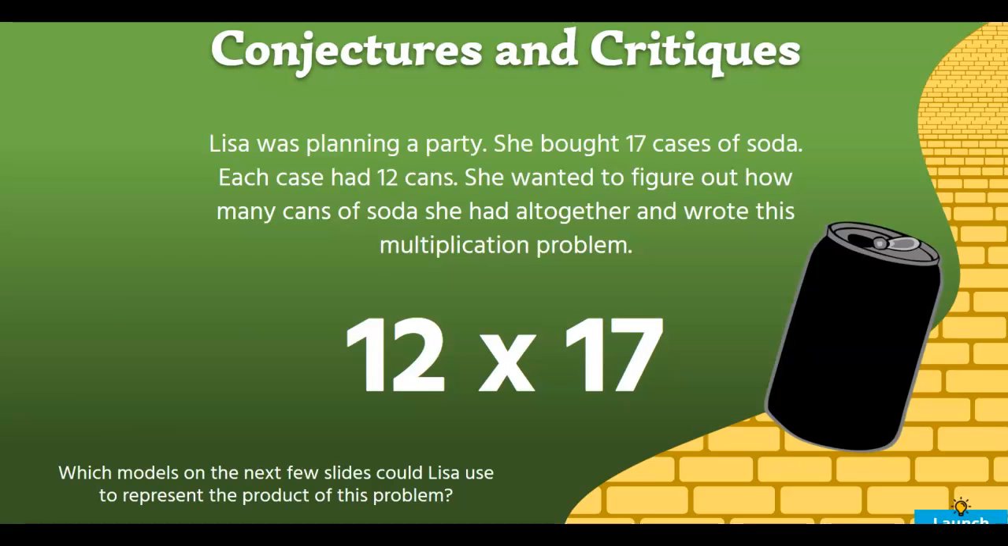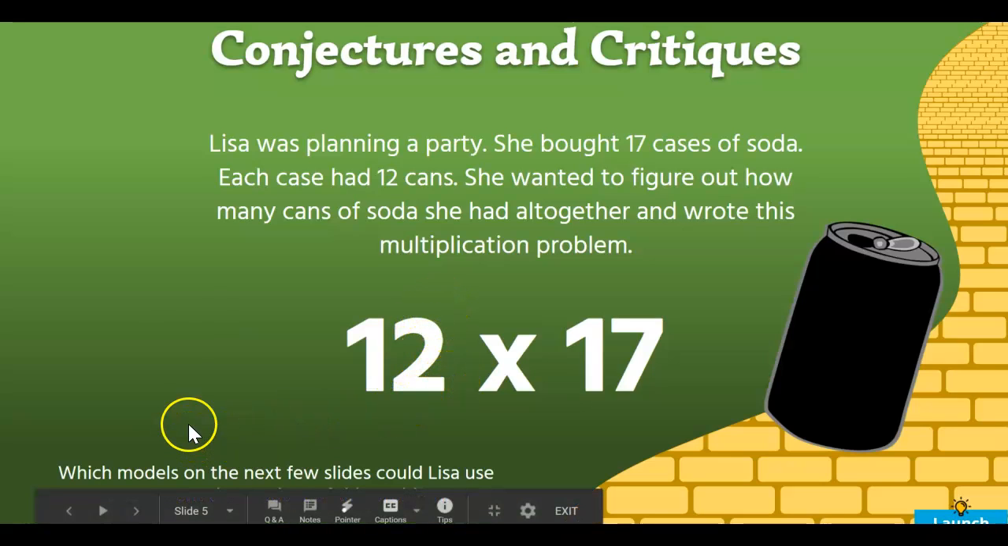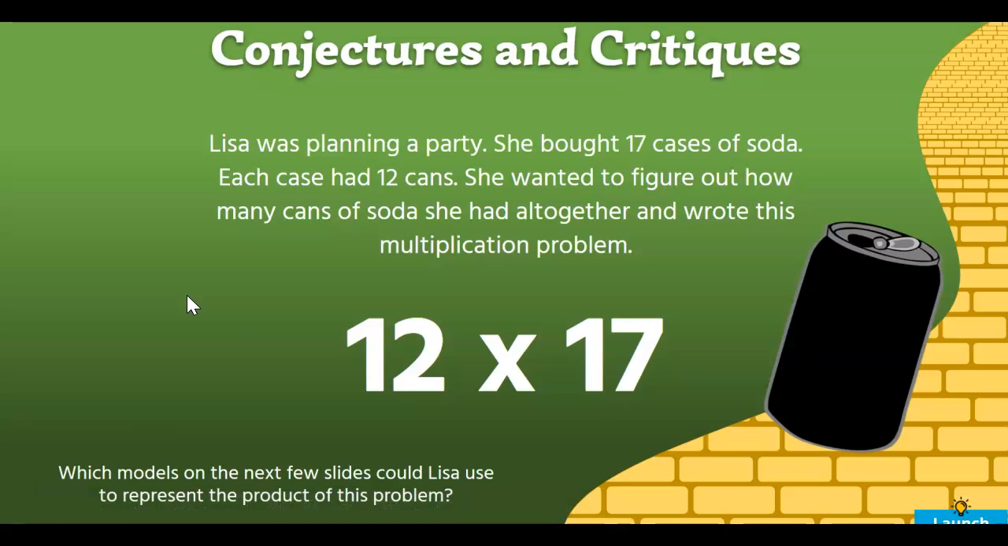Conjectures and critiques. Lisa was planning a party. She bought 17 cases of soda. Each case had 12 cans. She wanted to figure out how many cans of soda she had altogether and wrote this multiplication problem: 12 times 17. So which models on the next few slides could Lisa use to represent the product of this problem?